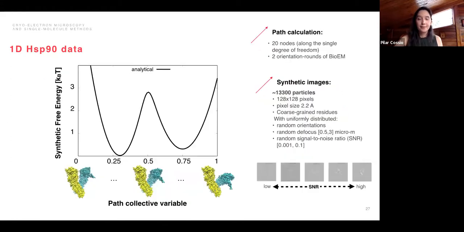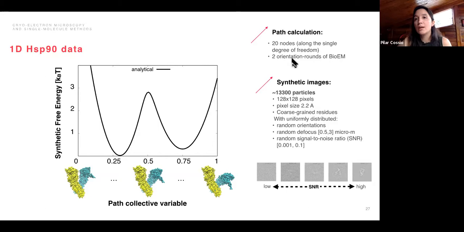Here, this is the synthetic free energy profile that we impose. And here we have our path collective variable that goes from the closed state to the open state. To give you a little bit of intuition, if you're in a well, these conformations will be much more probable, which means that they will appear many more times in the images. If you're around a barrier, this conformation is very unlikely. It will not appear many times in your data. So this is our underlying synthetic free energy profile that we impose on the Cryo-EM image distribution.